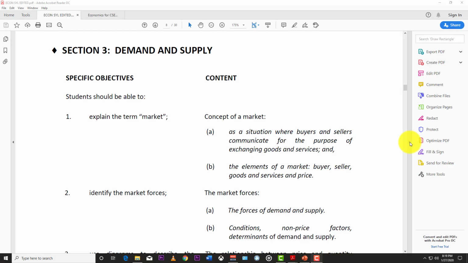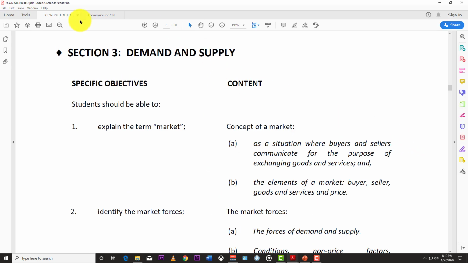Welcome back to Learn SKN, and today we're looking at economics, CSEC economics, and we are going to pick up right where we left off last video, where we're looking at the market forces. We looked at demand last time, and so we're going to look at the other side of the coin, which would be supply.